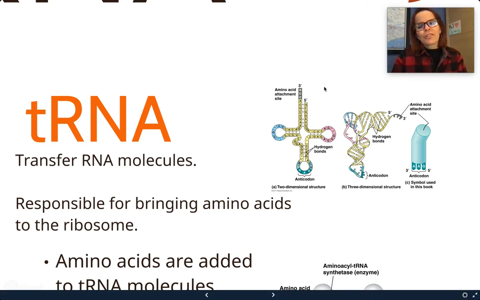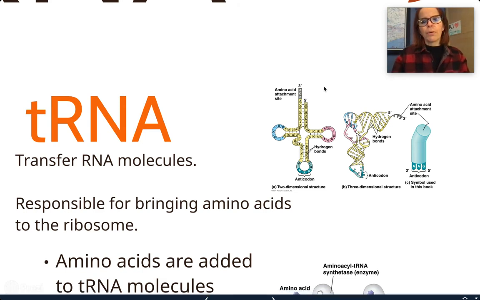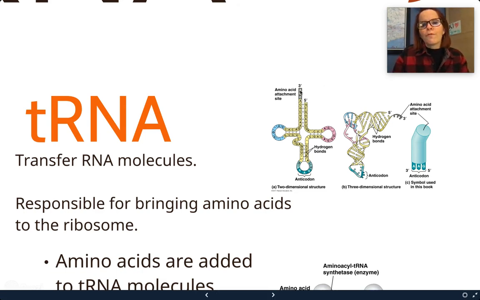So this is the two-dimensional shape, and I want to just show you the really important parts of it. The first important part is up at the top, called the amino acid attachment site. So this is right here. It doesn't have an amino acid right now, but where my arrow is circling, that's where the amino acid would be carried. On the three-dimensional diagram, it's off to the right. It's over here. That's where it's going to be carried.